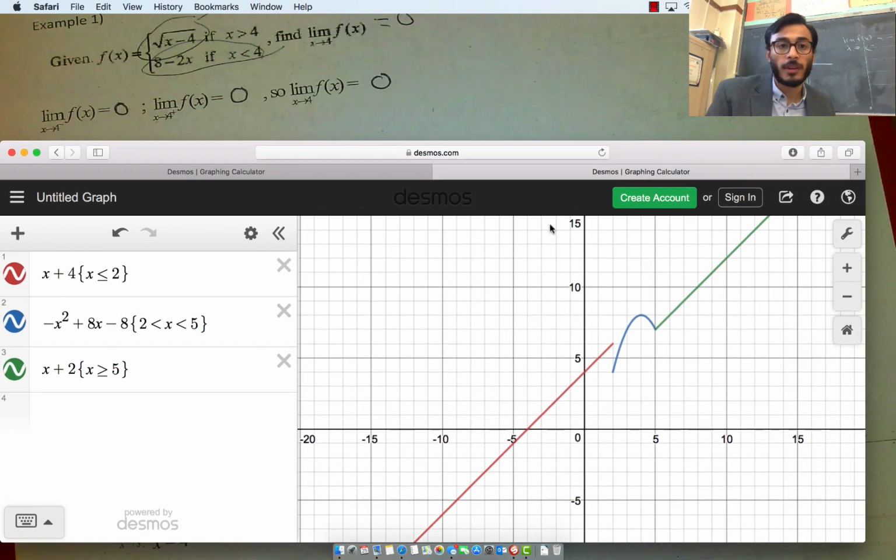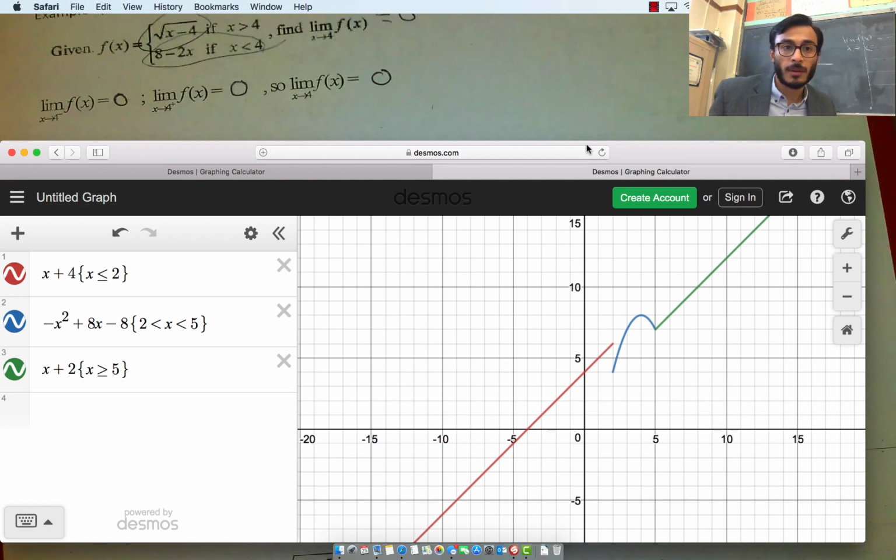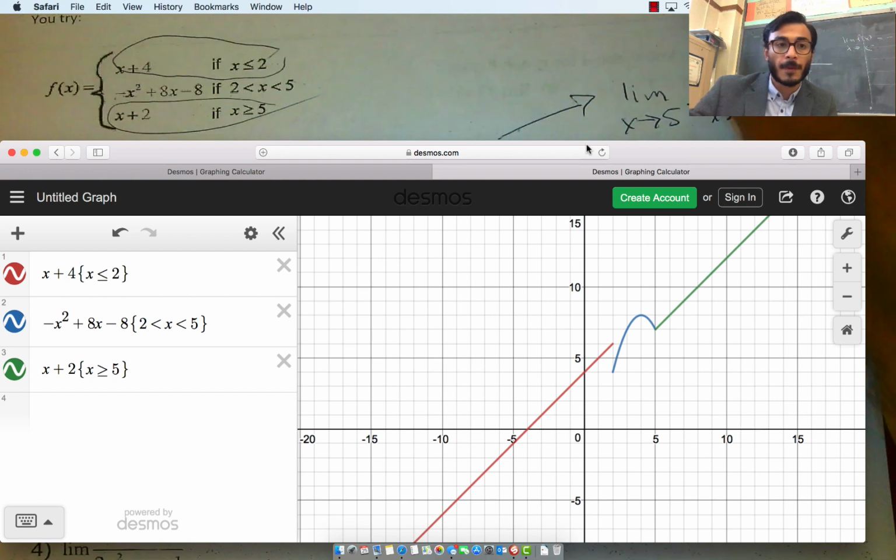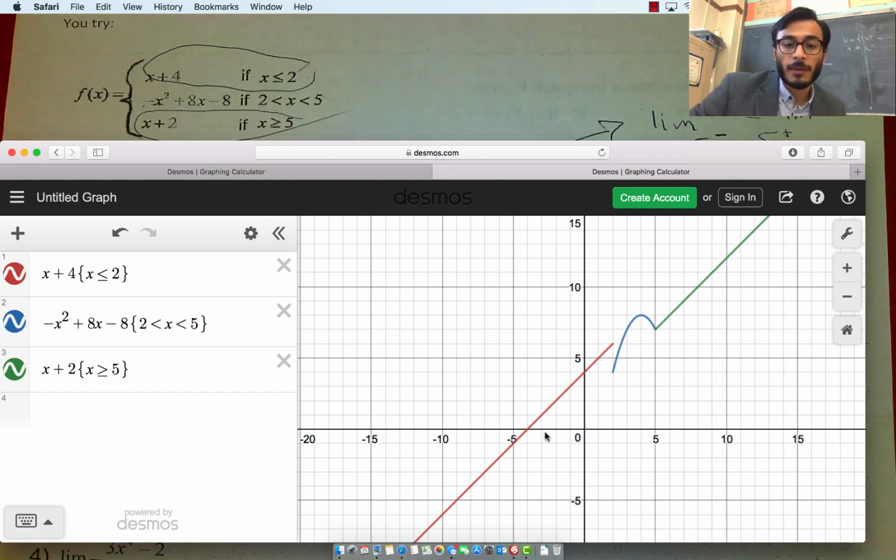Okay, so you could see here, we're given the graphs. Let me just move this up a little bit. So this pink line is x plus 4, right? So use this line for when x is less than 2. And then we got this parabola here from 2 to 5. And then we got another line here when x is greater than 5.